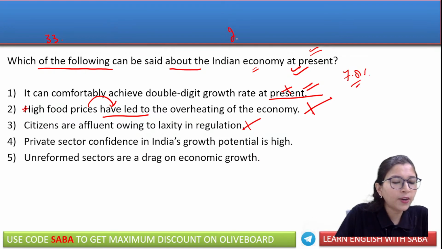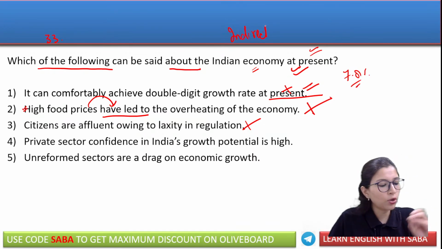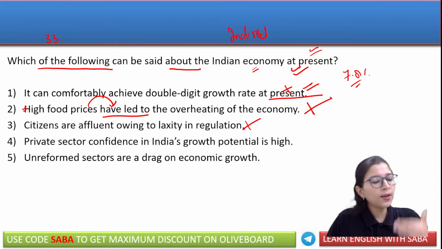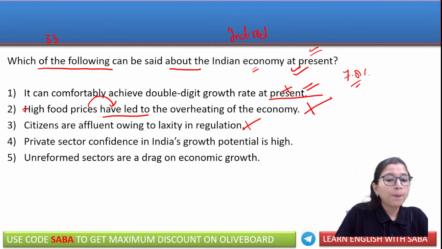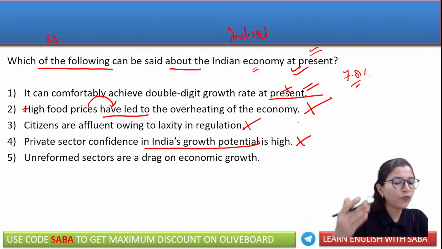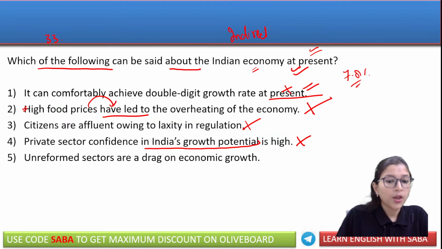देखिए ये एक indirect question है. You will get the answer of this question in the entire passage. आपको एक particular paragraph में नहीं मिलेगा. You will get answer in the entire passage. Okay. Private sector confidence in India's growth potential is high. ये तो बिल्कुल contradict कर रहा है क्योंकि confidence धीरे धीरे, they are fed up of everything.